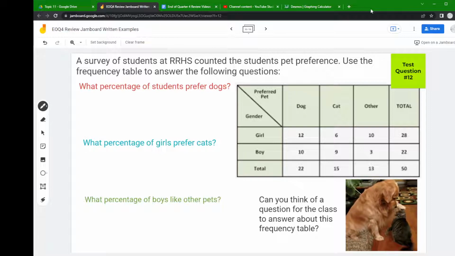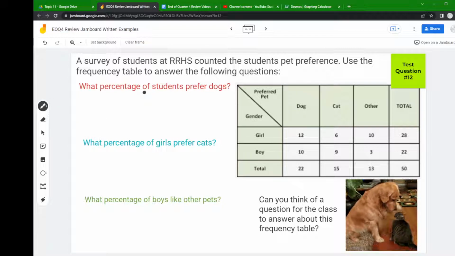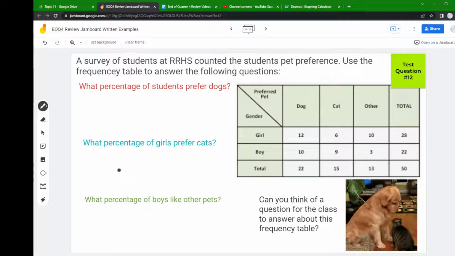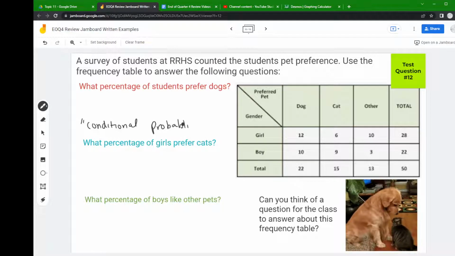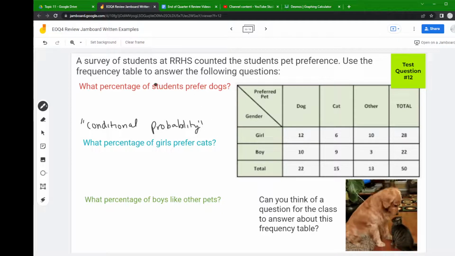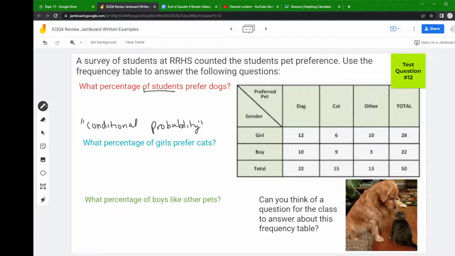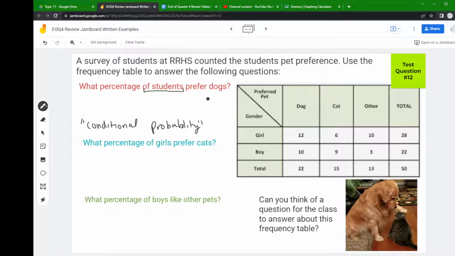Now, I find that in a frequency table, the word "of" is the key thing here. So we're going to be calculating what's called a conditional probability. Conditional probability is the likelihood that something is going to happen under a certain condition, and the word "of" tells you what that condition is. So this says what percentage of students prefer dogs. So we're going to look at the total number of students and the number of those students that prefer dogs.